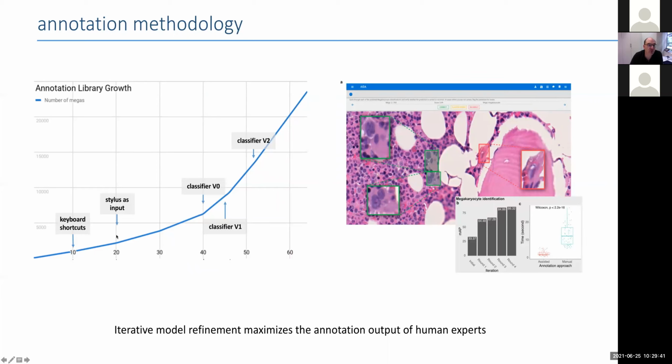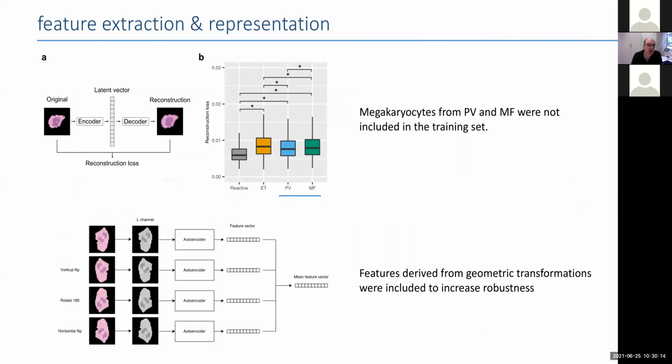And we also looked at input with styluses and stuff like this. But if you actually have a classifier that performs reasonably well, then you can essentially highlight the megakaryocytes, and then you just ask experts for confirmation. And that really allows us to scale up a library and also use the time of experts wisely and efficiently, and I'll come back to that point at the end.